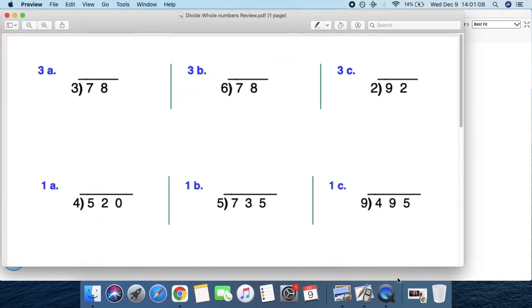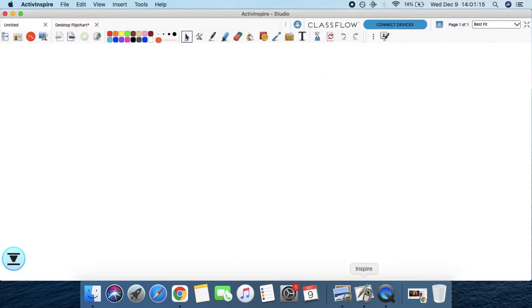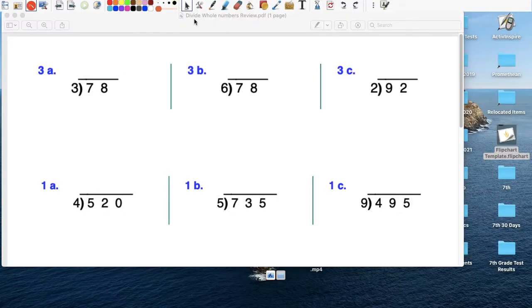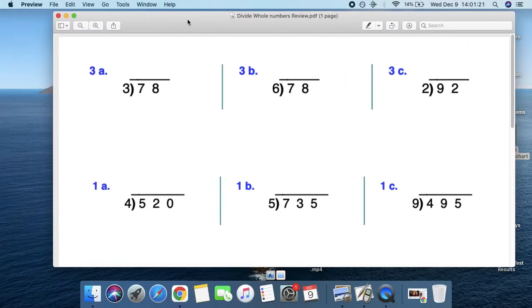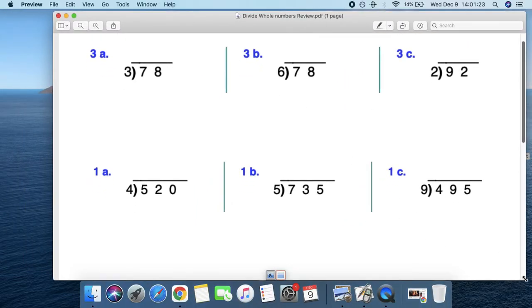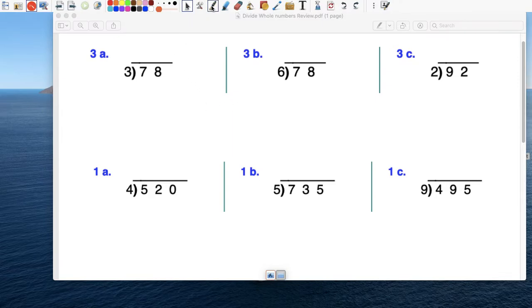Okay, so I'm going to do these problems, and hopefully I have enough room over there. What did I need to do? Oh, here. Okay, so now I can. Can I write? Yeah, I can. Okay, and here we go.